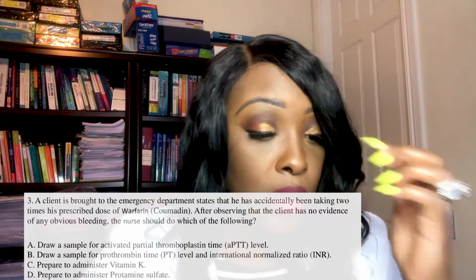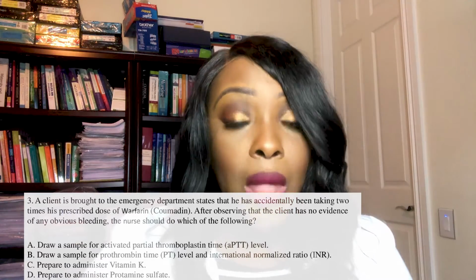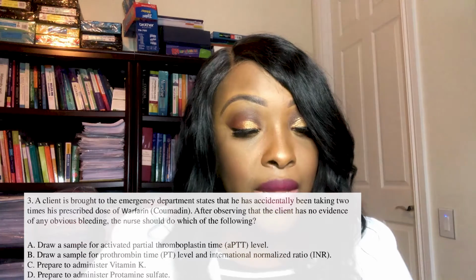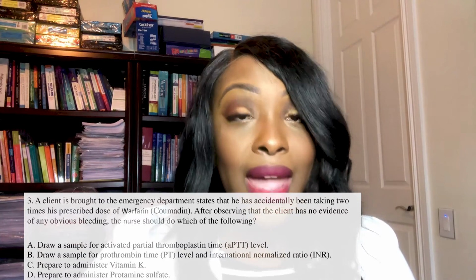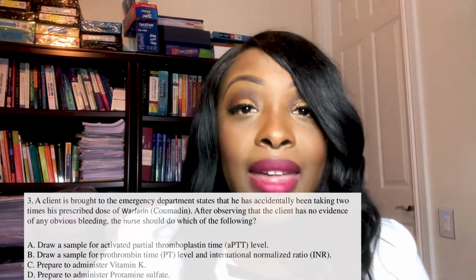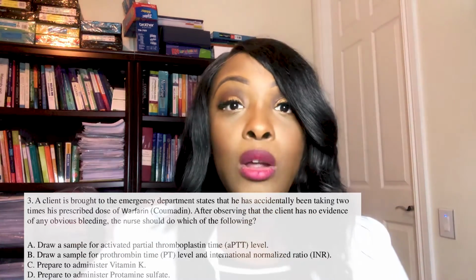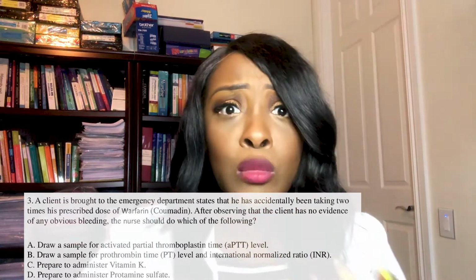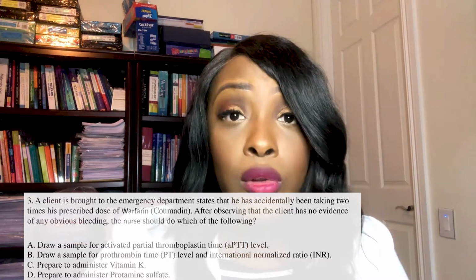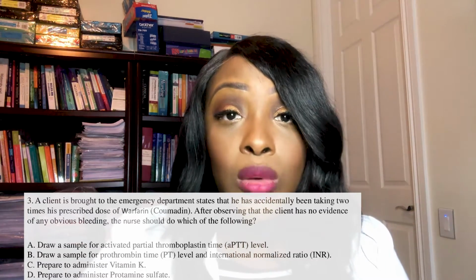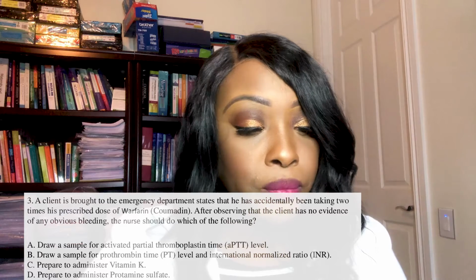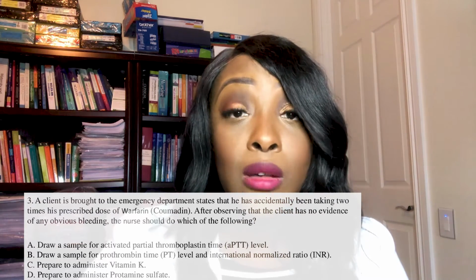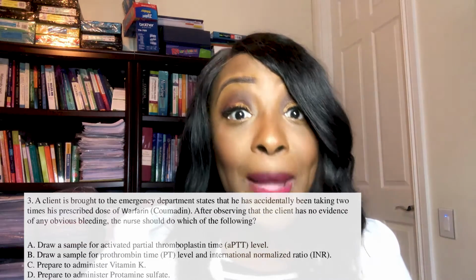Let's look at our other choices. Choice A, PTT, as I said, that's going to be for heparin. Choice C, vitamin K. Guess what? Vitamin K is the antidote for Coumadin. So if a patient gets too much Coumadin, they're at toxic levels, and you need to give them the antidote, that's vitamin K. And of course, choice D, prothrombin sulfate. Prothrombin sulfate is the antidote for heparin.